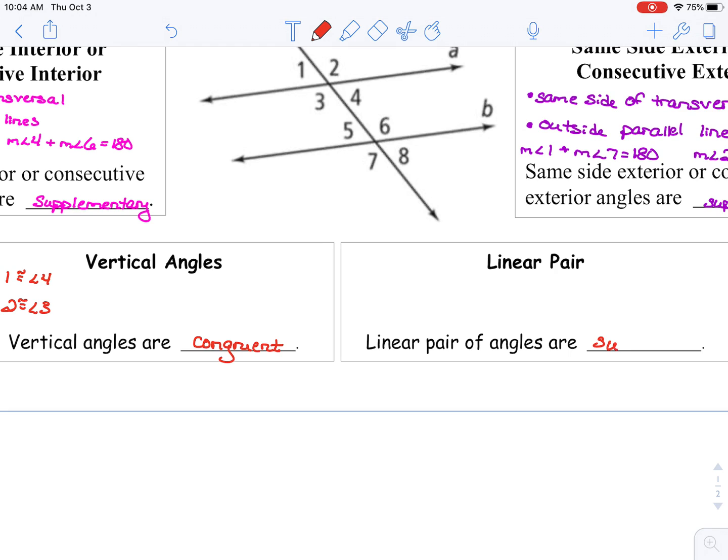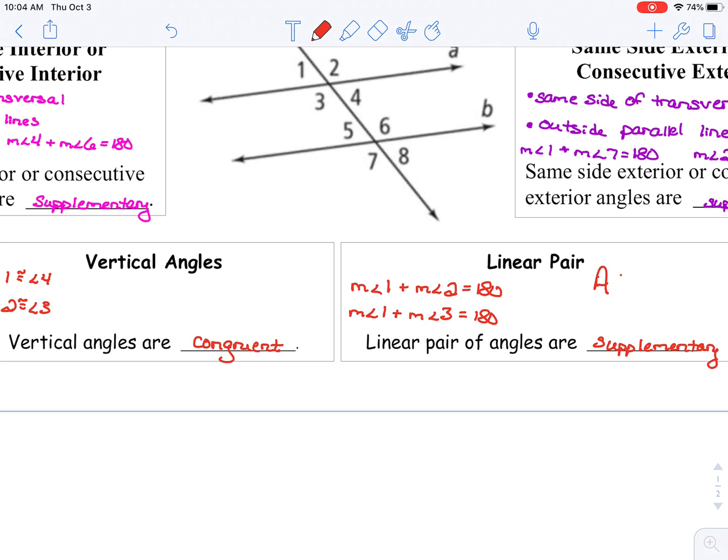But they are also supplementary, like the same side interior exterior angles. They are going to still make a line, so maybe measure of angle 1 makes a straight line with the measure of angle 2, therefore their measures are supplementary. But I also could have paired up 1 with 3.